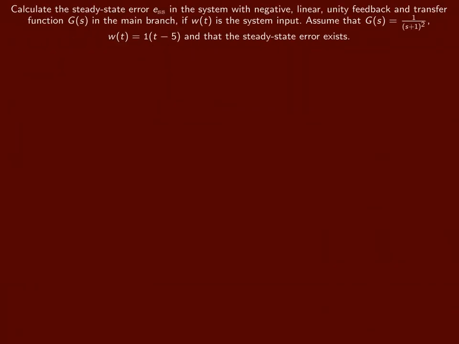Calculate the steady-state error in the system with negative linear unity feedback and transfer function G(s) in the main branch if w(t) is the system input. The beginning with no change.